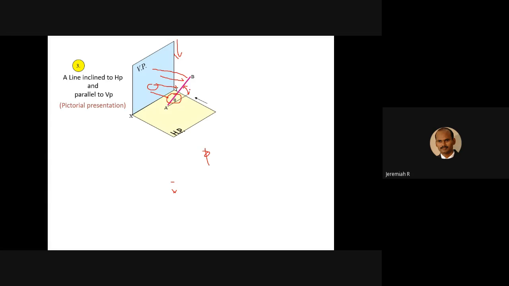Okay, so now it is inclined to HP, but parallel to VP. In the front view, what will you get? You get an inclined line, and whatever the theta is, it will be equal. But in the top view, what will you get? Top view means you have to see from the top. You will get a reduced length of line, a straight line. So this is the third case. And the fourth case we have already seen.